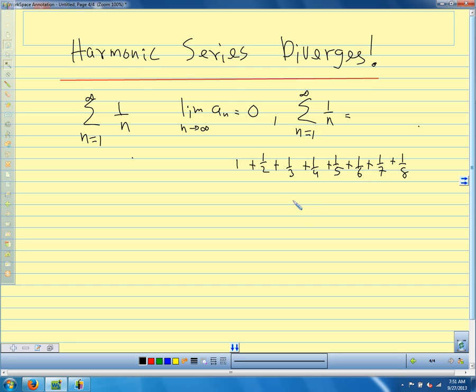So the way we can show this directly, if I add these two up, those two are greater than 1/2. If I add those 4 up, those 4 are greater than 1/2. If I add the next 8 up, they're greater than 1/2. So the harmonic series is greater than 1 plus 1/2 plus 1/2 plus 1/2, which diverges.